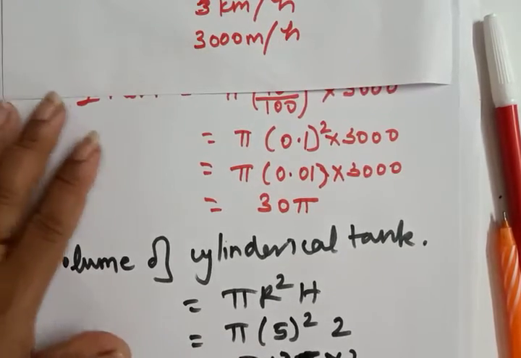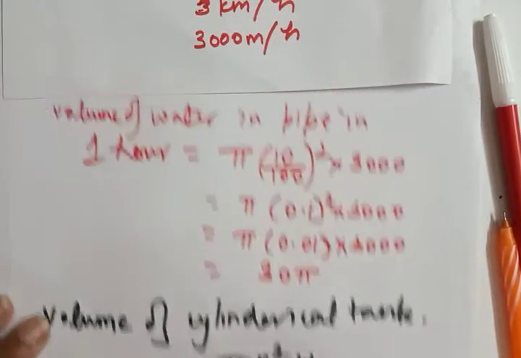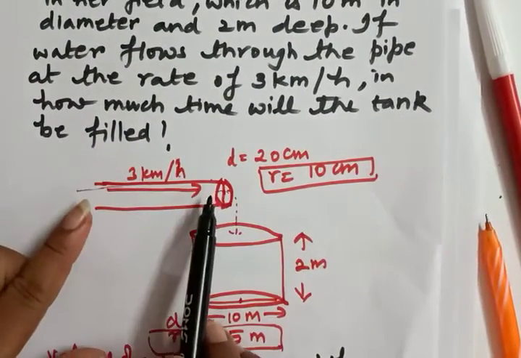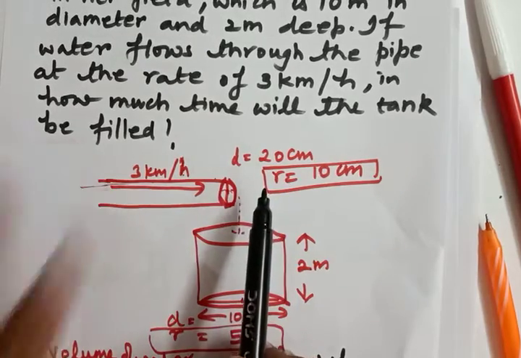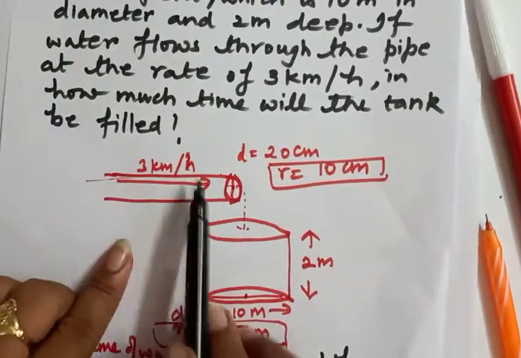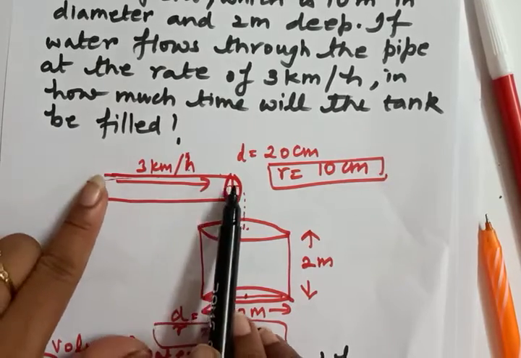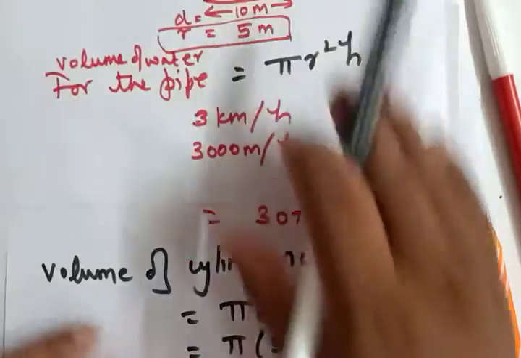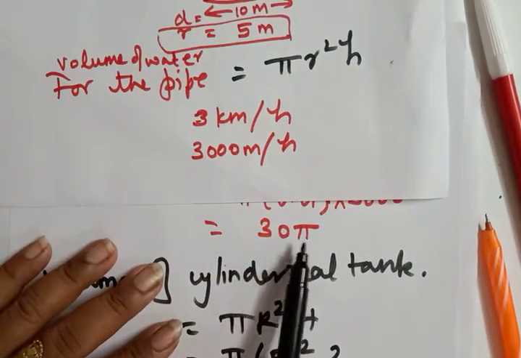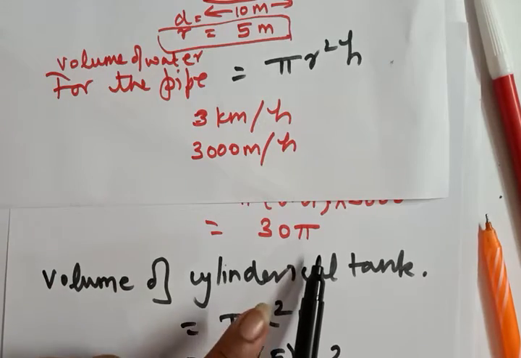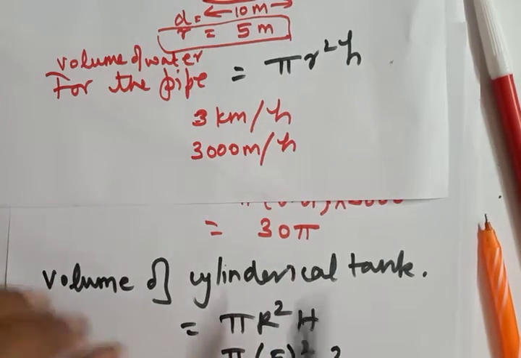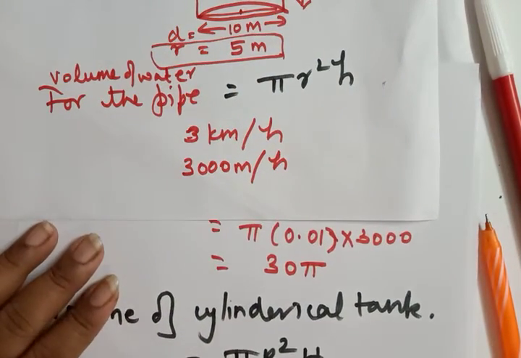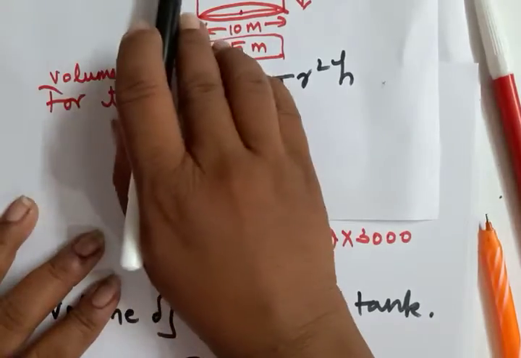Now see, the two results are important. First of all, I am explaining again, this is the pipe. We have to find out how much water will be in the pipe in 1 hour. In 1 hour the volume has come to 30 pi. I will explain why I have not put the value of pi, because it is going to make the calculation easy. So 30 pi is the volume in 1 hour, the water capacity of the pipe.